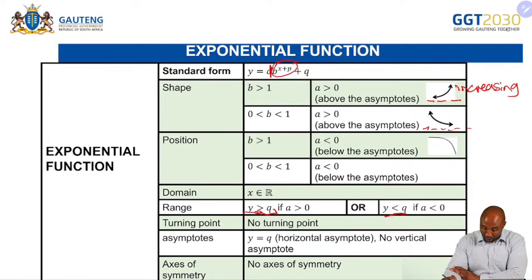It has no turning point. We can only stretch the arm of the exponential function, but we cannot have a turning point. It turns, but it's not a turning point. It's just following the shape according to the exponents that we are using. We do not have a vertical asymptote. We only have a horizontal asymptote. We do not have an axis of symmetry. That's our exponential function. Now, I would want us to start looking at questions.